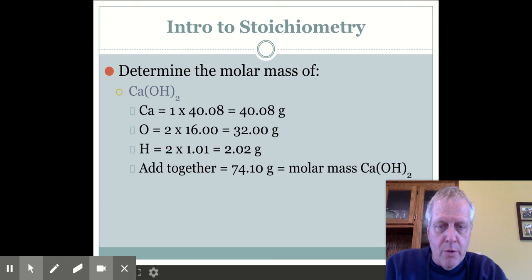So when you're working with molar mass, you're looking for the total amount of mass in grams of each individual element and the number of each element that's in that formula.